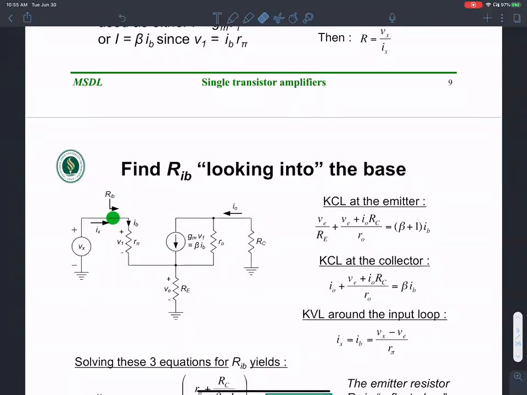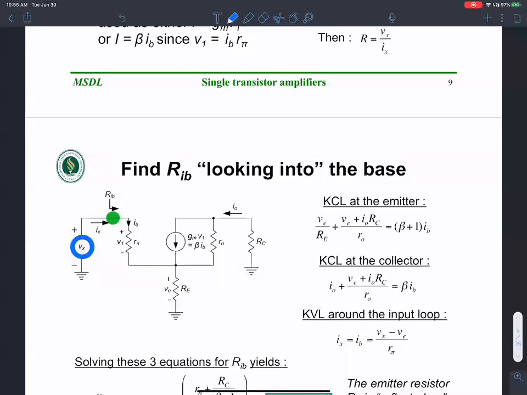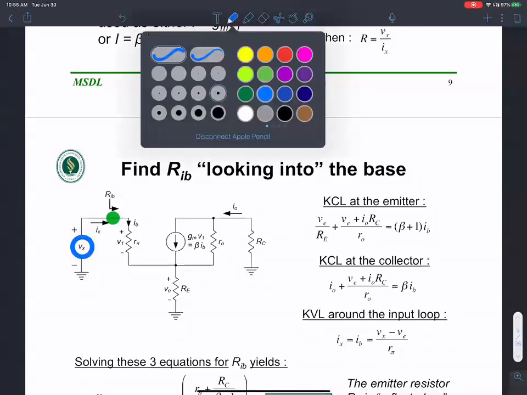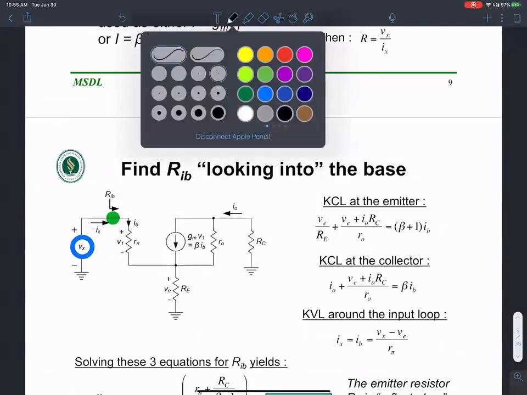Then we apply a test voltage, V test, and I want to look at the I test. So let me start by doing that. Once I do that, the first thing I want to do is to write the KCL at the emitter.